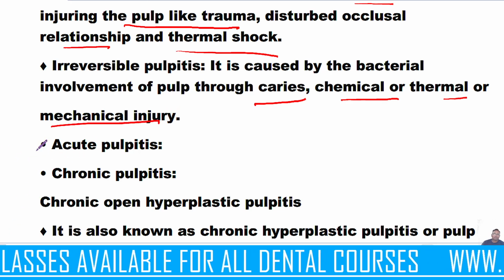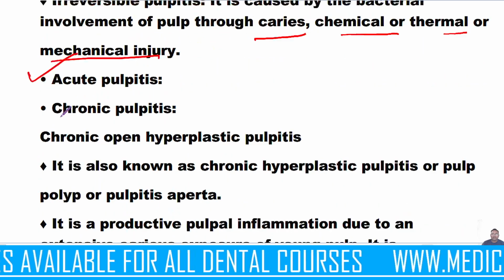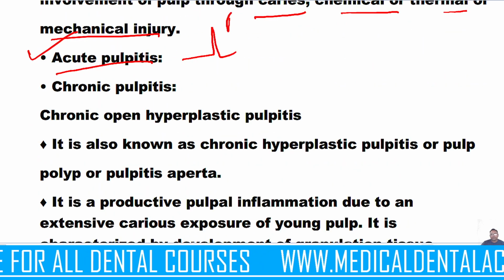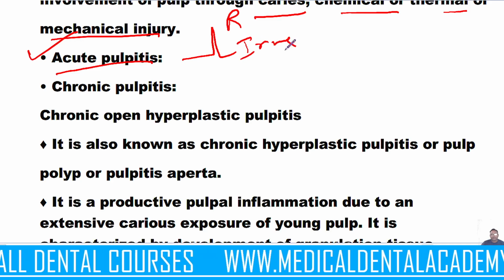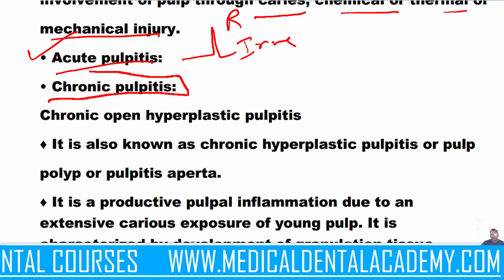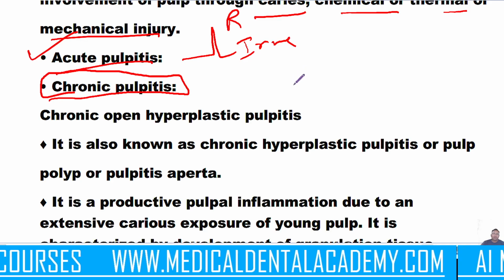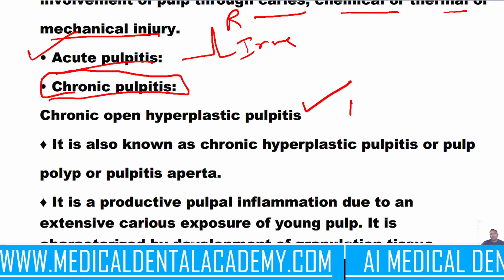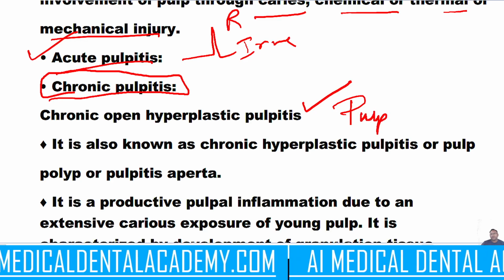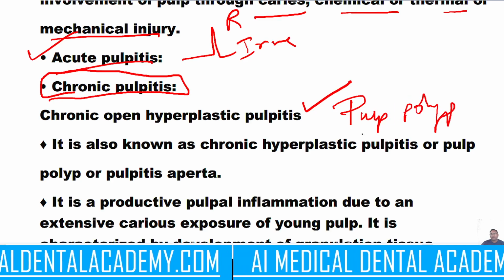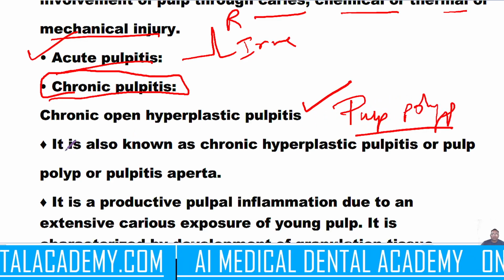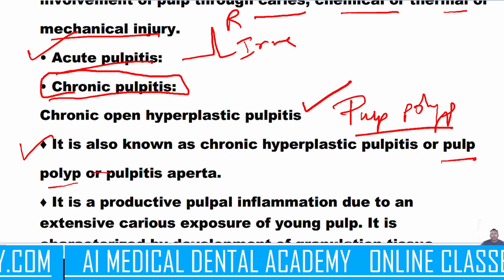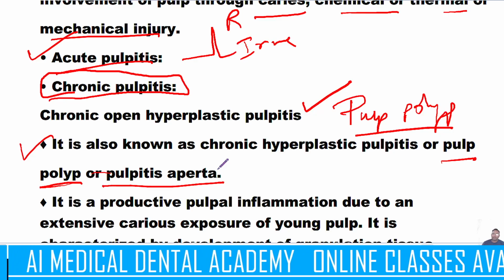Okay. Now acute pulpitis and chronic pulpitis. There are two types. We already discussed acute, those are reversible and irreversible. Here we'll be discussing chronic pulpitis, specifically chronic open hyperplastic pulpitis or pulp polyp. The first sentence only, they are telling the other names. It is called pulp polyp or pulpitis aperta.